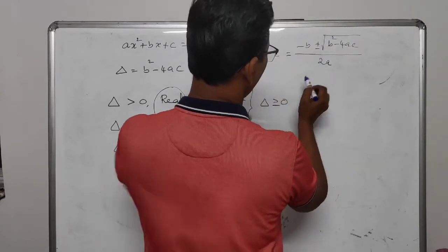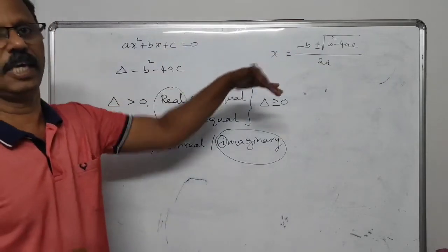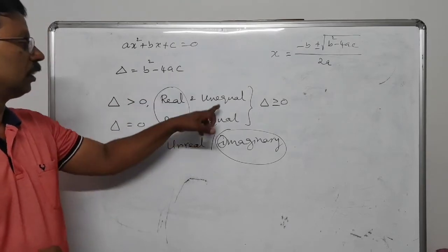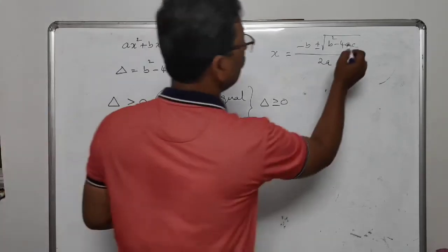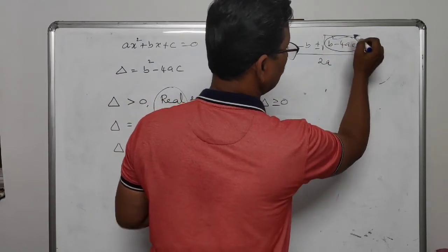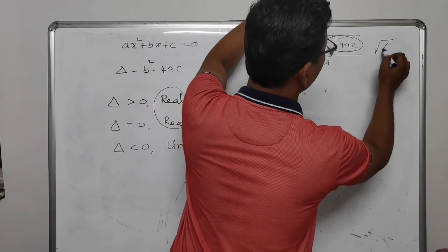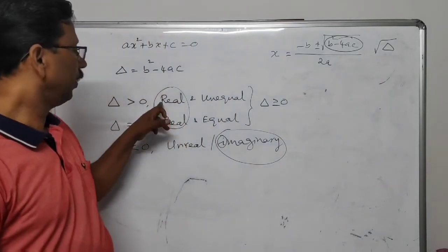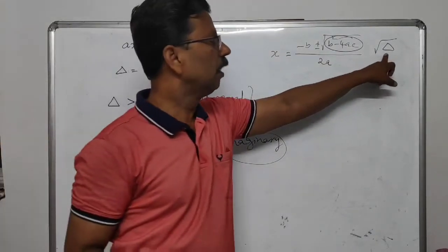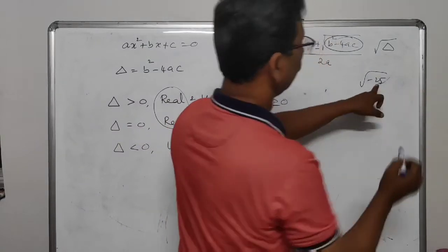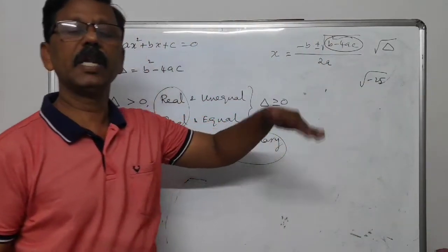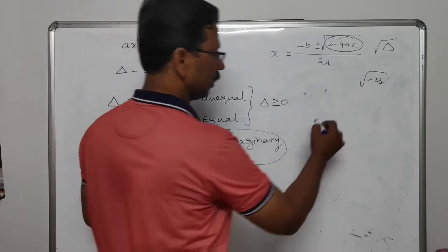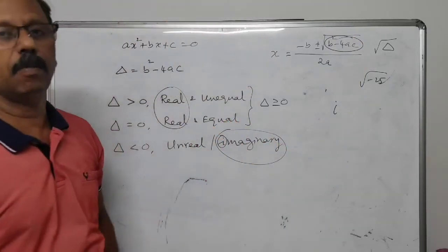Now based on this formula only, we are going to find out the roots of the equation. But here this delta equal to b square minus 4ac is used to describe the nature of the roots. Therefore this b square minus 4ac is coming inside the root, that is root of delta. Therefore if this delta is positive, we can get real roots. Suppose this delta is like minus 25, a negative number, it means you cannot get real roots, you will be getting only imaginary roots. That's why we are using this letter i to denote the imaginary roots.